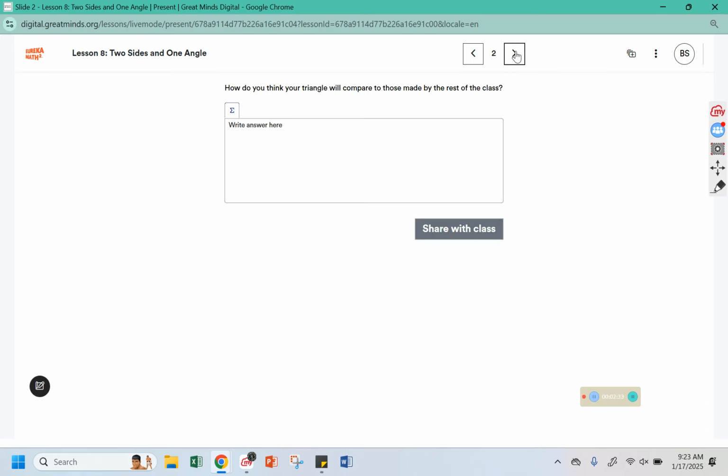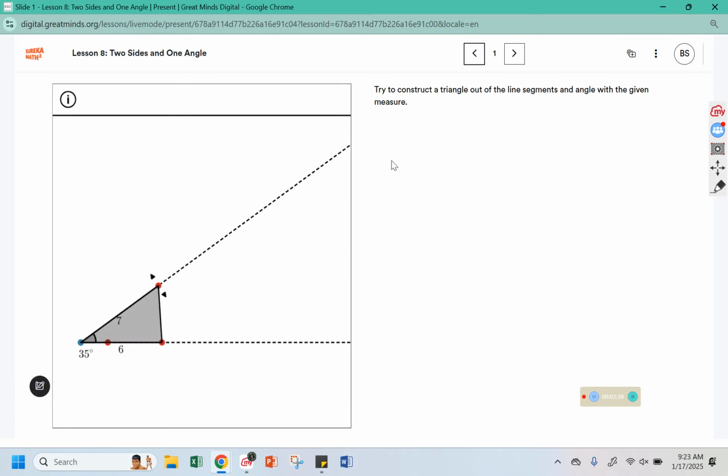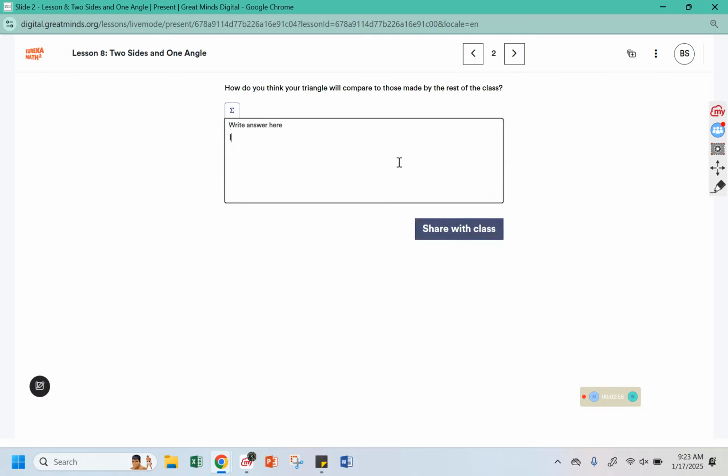How do you think your triangle will compare to those made by the rest of your class? Well, in yesterday's lesson, we talked about how an included side, when we had two angles, could create identical triangles. But how would an included angle between two sides work? Are we going to be able to get more than one triangle or just one triangle? I think that since the angle is included, we could only get one.